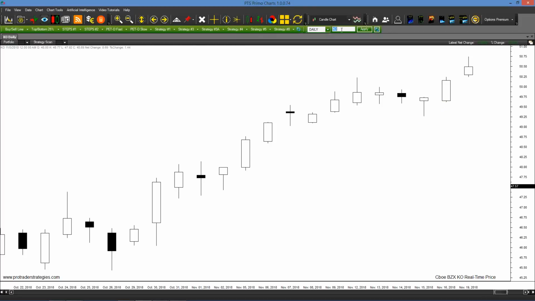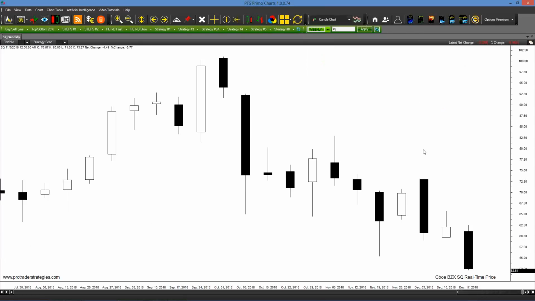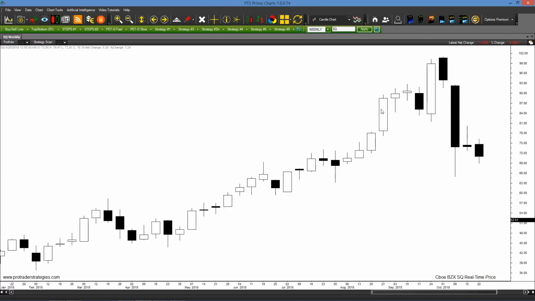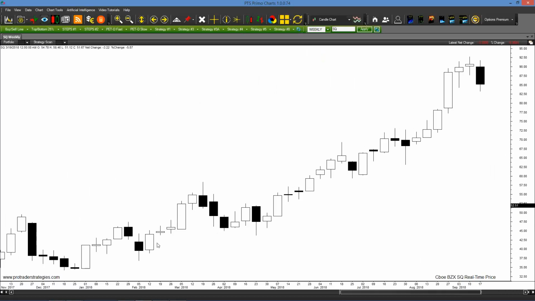But I'm going to look at a weekly chart of Square. This is a stock that's been acting well as of late. It's had some sell-offs, but if we look at a weekly chart, let's look all the way back here. We have a really nice rise from the very beginning of the year, okay? Once again, if we position here with strategy number 4, we had some very nice buy signals.